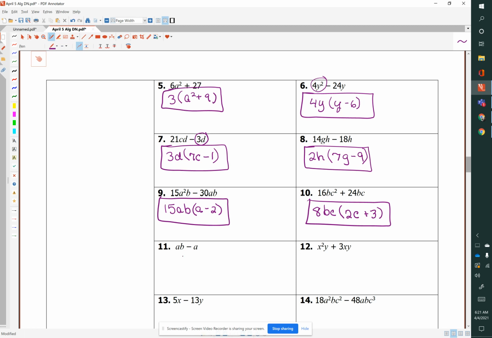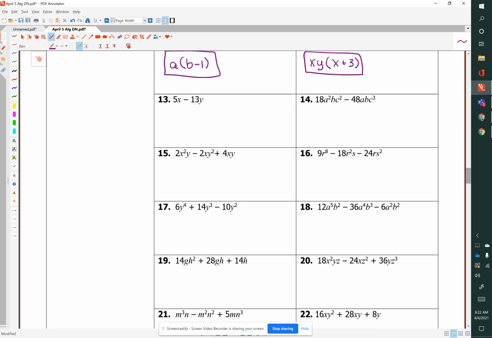Number 11, ab minus a. A can come out. That leaves b minus 1. When we pull out the entire term, we have to hold that place with a 1. So number 12, x squared y plus 3xy. We can pull out x and y, which would leave x plus 3 because we've factored out the entire variable on that second term, 3xy.